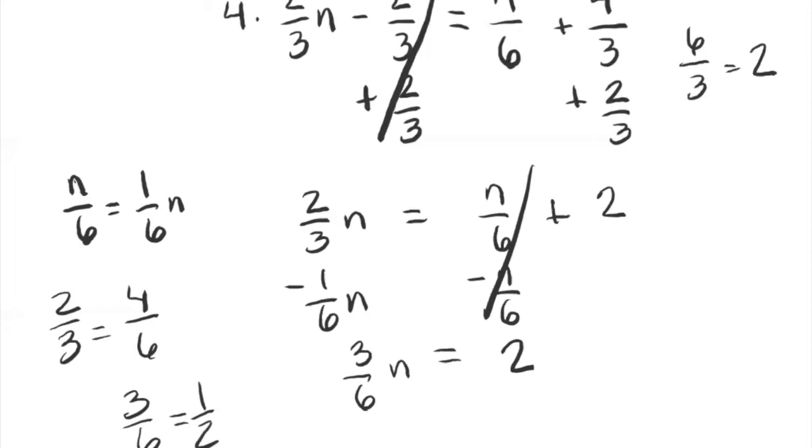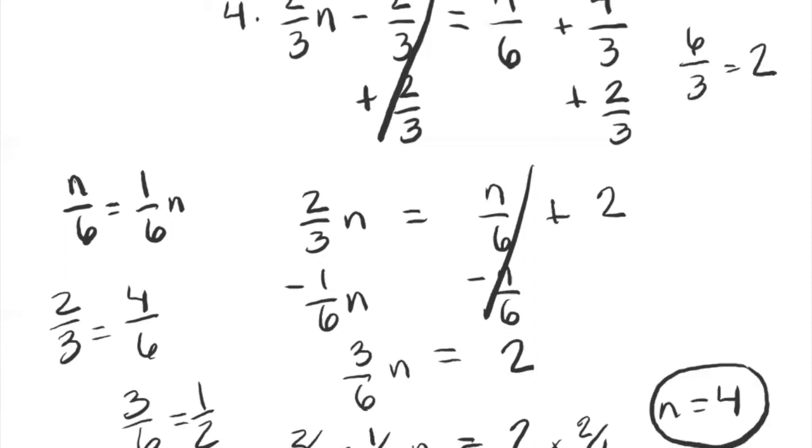So really, 1/2 of a number is equal to 2. I can multiply both sides by the reciprocal or the inverse of 1/2. n is equal to 4. Once again, I'm left with one variable, n, equal to one value, one solution.